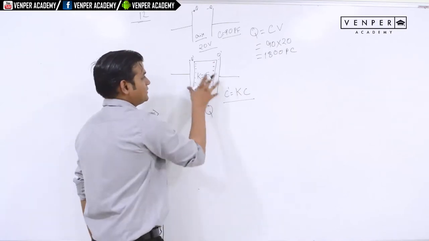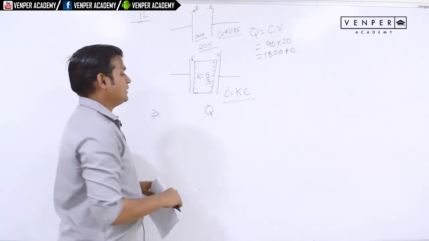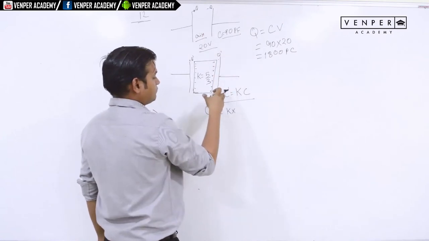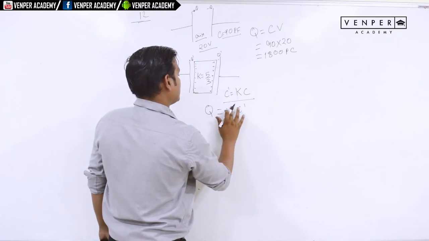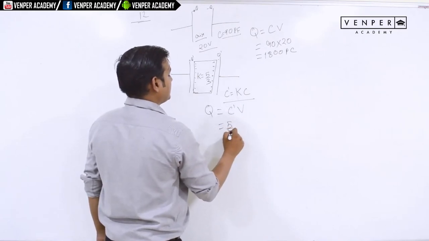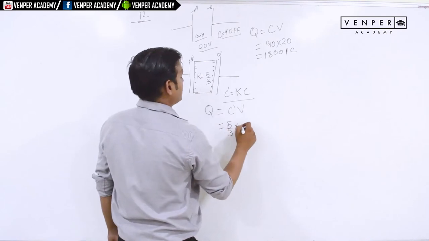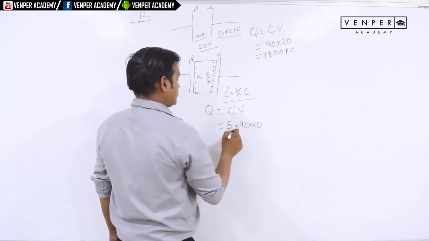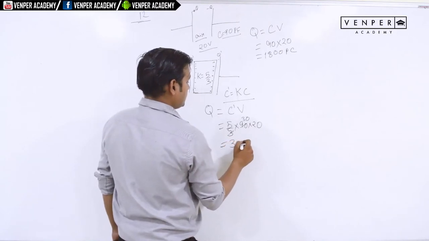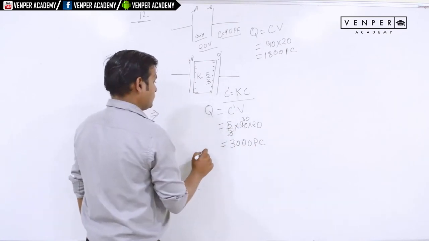Next, in this case what is happening? Due to this introduction of this dielectric, now here charge will become K into C dash, clear? Or simply, Q is equal to C dash V. C dash is K times C. K is given as 5 by 3, into V is given as 20 and C is 90. 90 into 20, so here it will become 30, 30 into 2, 5 6s are 30, so it will become 3000 pico coulomb. And we know that this is Q dash.